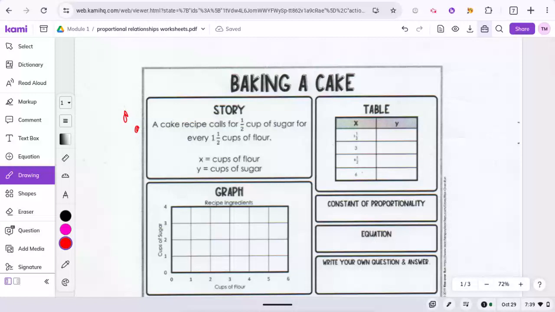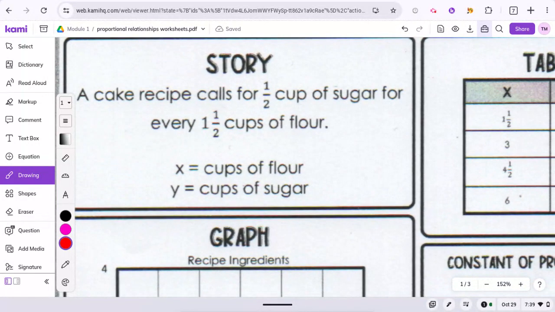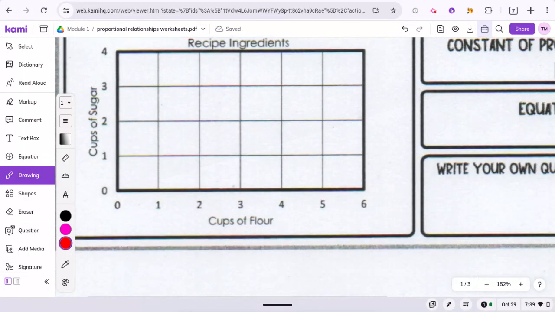Okay, this will be reviewing proportionality with the four examples here. First one here with baking a cake. So you see the story here: for every 1.5 cups of flour, which is represented by the X, and this would of course be the independent variable here.